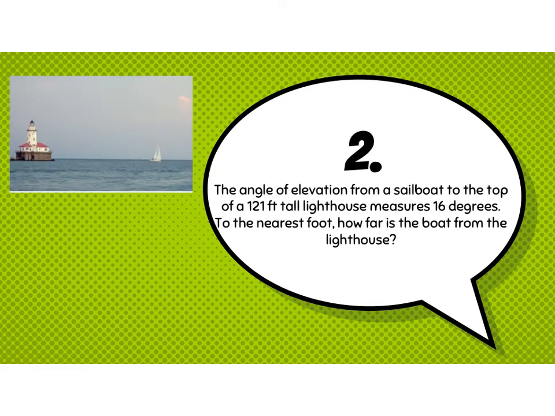Let's take a look at example number 2. The angle of elevation from a sailboat to the top of a 121-foot tall lighthouse measures 16 degrees. To the nearest foot, how far is the boat from the lighthouse? So if we look at our picture, we're going from the sailboat to the lighthouse, and we can create our triangle.